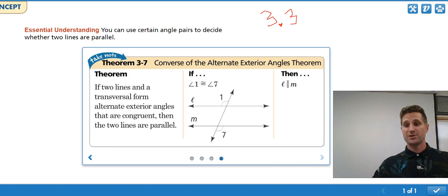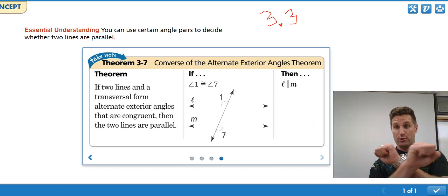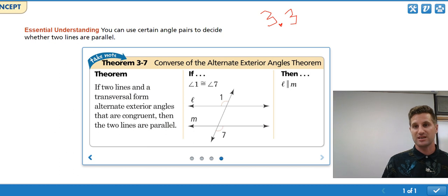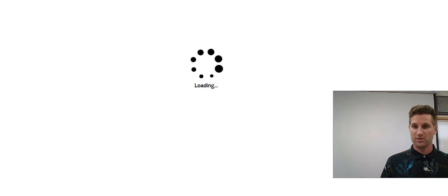My old video used to be 3.2, 3.3, because literally this whole lesson is just the converse of 3.2. So we're just flipping the if and the then statement. But let's do some examples, and let's see if we can figure these out.